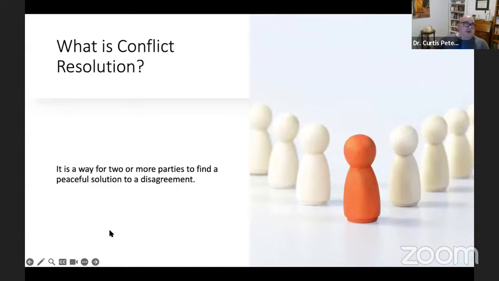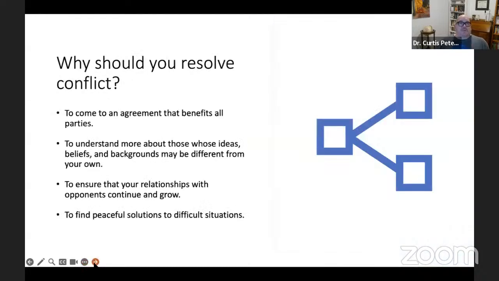So what is conflict resolution? It's a way for two or more parties to find a peaceful solution to some type of disagreement. Why should we resolve conflict, especially in the group setting? To come to an agreement that benefits all parties, and to understand more about those whose ideas, beliefs, and backgrounds may be different from your own.